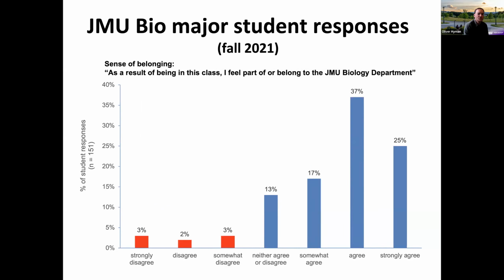This is looking at student belonging. So we just prompted students, once again, this is the same fall 21 freshman biology majors. As a result of being in this class, I feel part of or belong to the JMU biology department. And only 8% are disagreeing with that statement. So it appears that this course is also helping to create a sense of belonging within the JMU biology department, which is good.